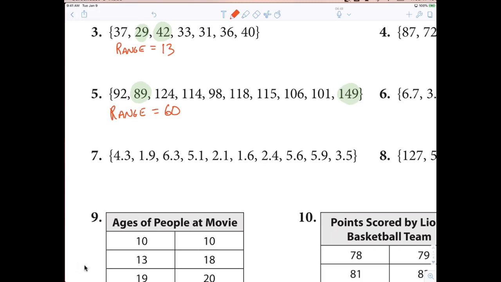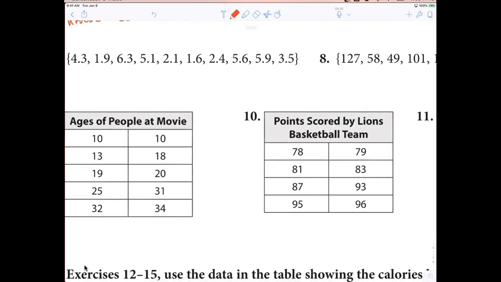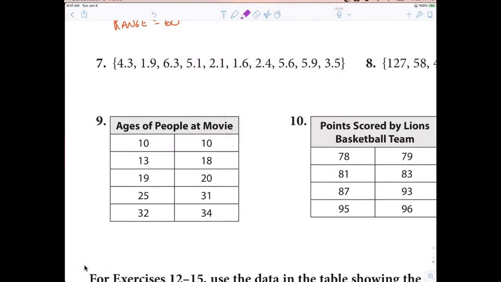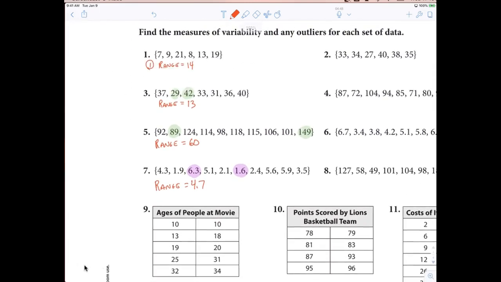All right? Now, for question number 7, let's find the smallest. Somebody tell me what the smallest is. 1.6. I got a 1.6. Somebody tell me what the largest is. 6.3. All right, that's better. So now we're going to go with range. And my range here is what? 4.7. All right, 4.7.